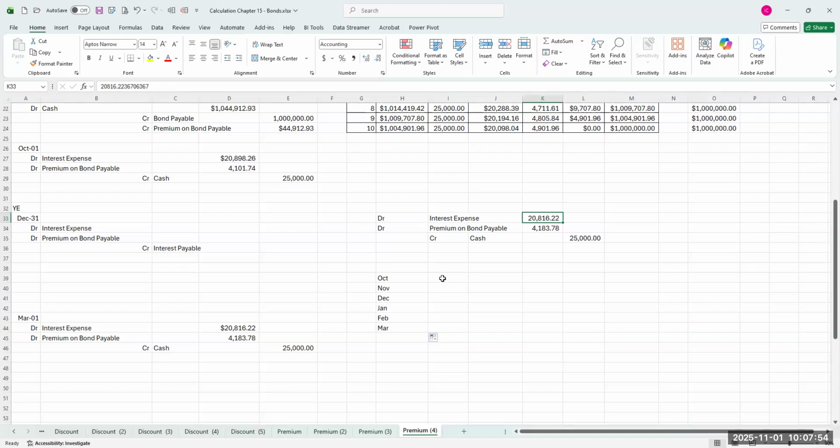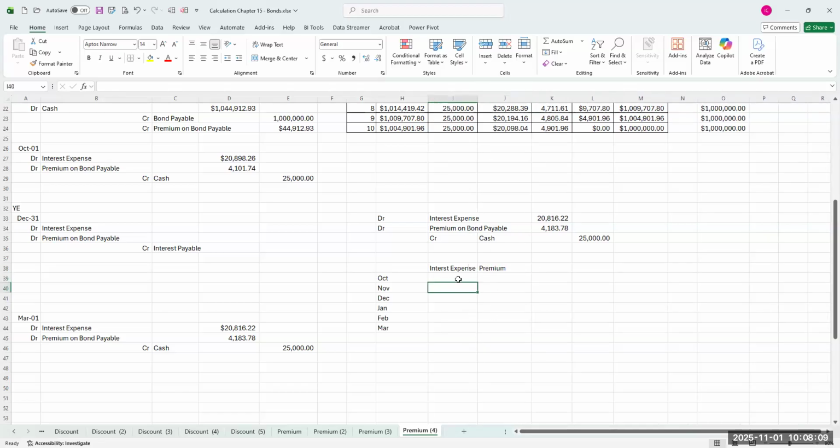That's one option. Get the interest expense and get the premium and break it per month. So how much will be my interest expense? It's gonna be this one divided by 6 since I have 6 months. And my premium is gonna be this amount divided by 6. So every month, October, that will be my interest expense, that will be my premium. And those numbers, they're not gonna change.